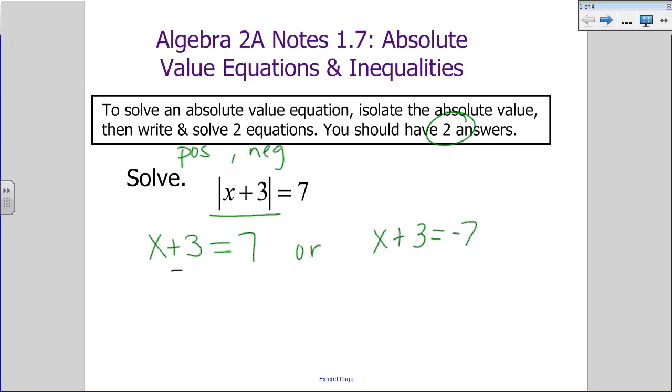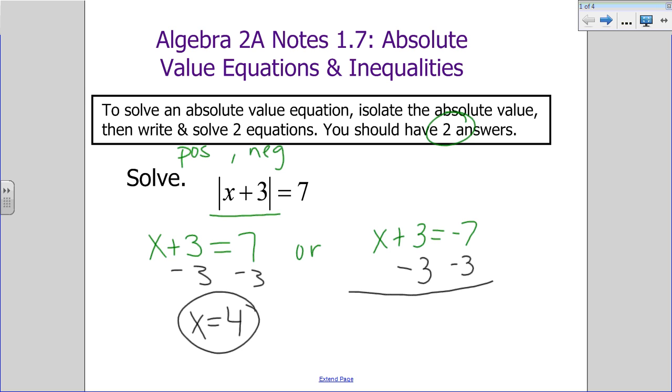So we're going to subtract 3. We get x is equal to 4. We're going to subtract 3. Now notice, ladies and gentlemen, what happens. I'm not getting positive 4 and negative 4 this time. As soon as you have some expression that you're involving in your absolute value, you do have to go through and solve those, because what we have is x equals negative 10.